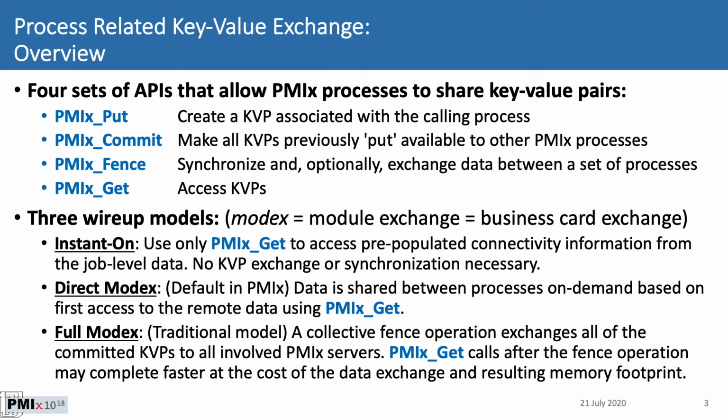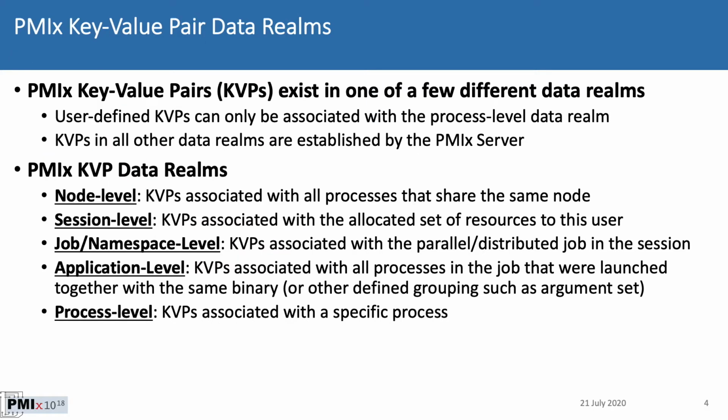In the full Modex case, data is distributed during a collective operation between the commit and the get phases to cache all of the key value pairs local to the participating processes. This model allows processes to access information locally at the cost of a data exchange, resulting in a larger memory footprint. This type of Modex is useful for tightly connected applications where most of the processes access most or all of the keys from other processes.